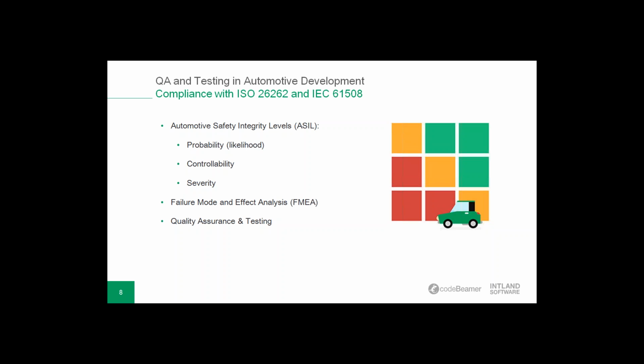Another method is called the failure mode and effect analysis, also known as FMEA, and this is one of the methods which is widely used in safety-critical systems development and can also play a very important role in achieving ISO 26262 compliance. FMEA lets you identify potential failure modes or risks and determine their probability, their controllability, and also the severity values. And based on these, it helps you to prioritize your failure modes.